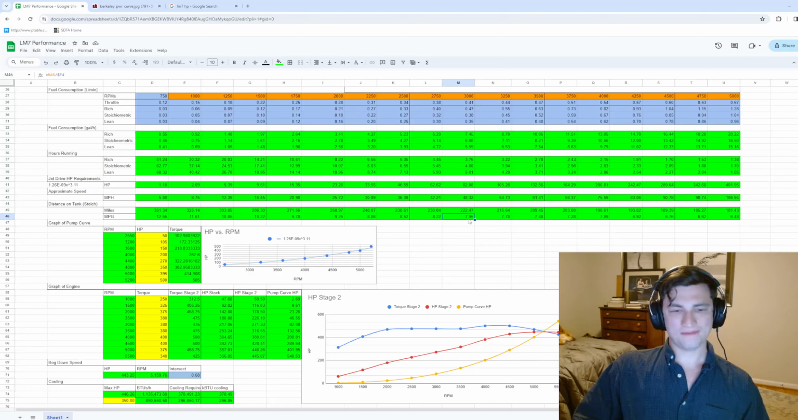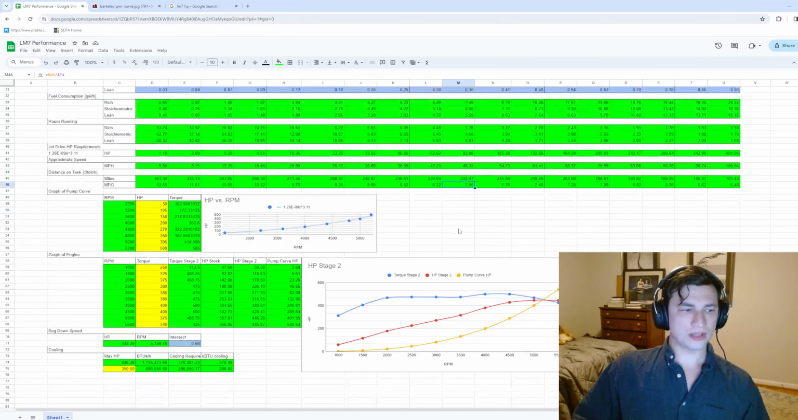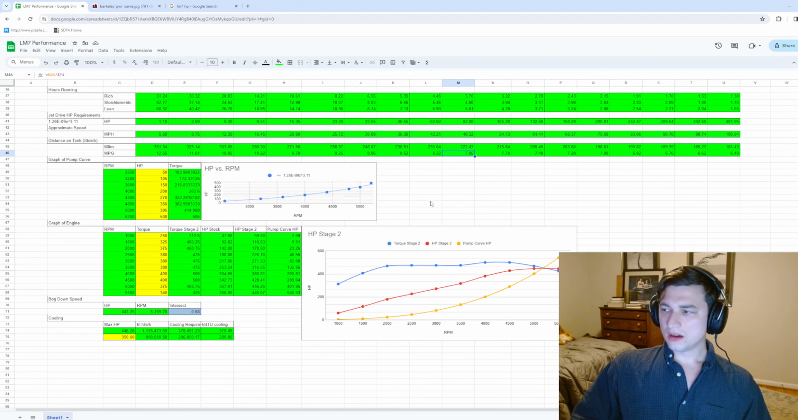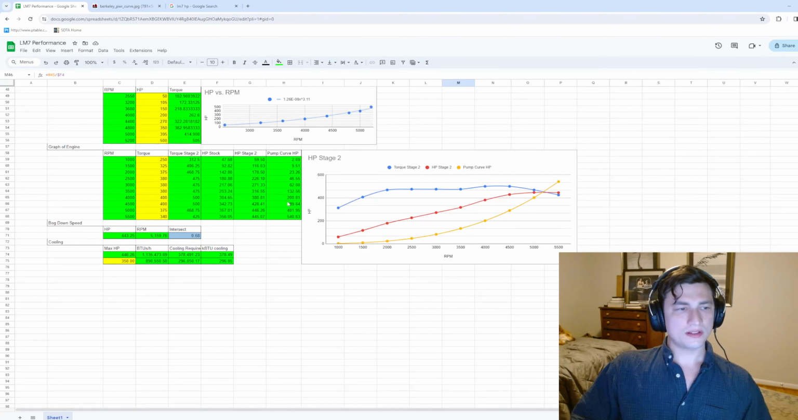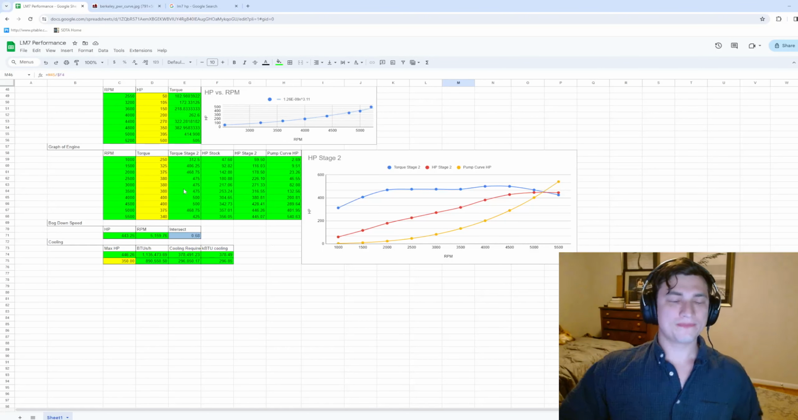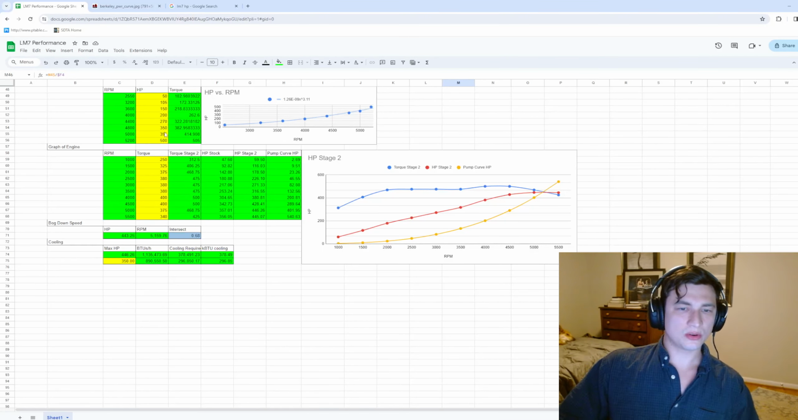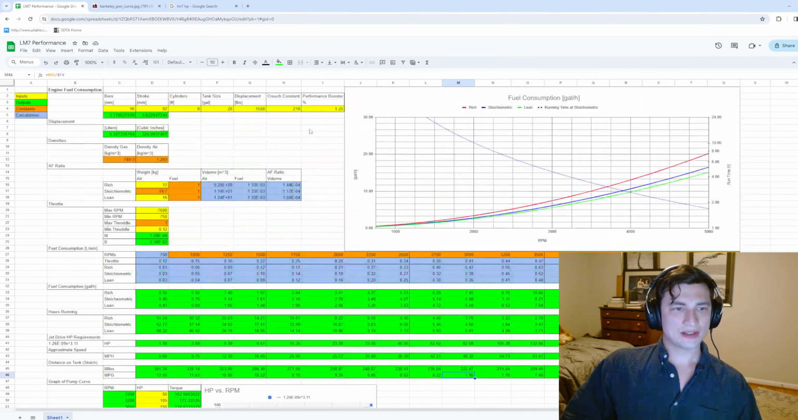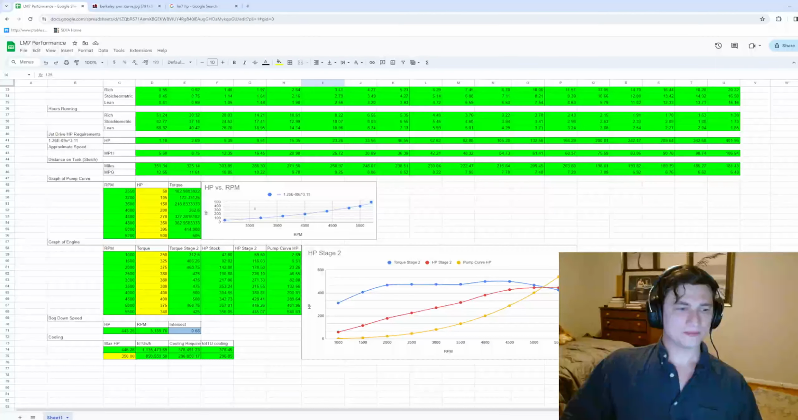7.95 miles per gallon isn't the worst. That being said, we're blowing through a lot of gas. Now, the next thing I wanted to do is make a torque curve for the engine, or I guess a torque and horsepower curve for the engine, so that I can adjust the performance booster.